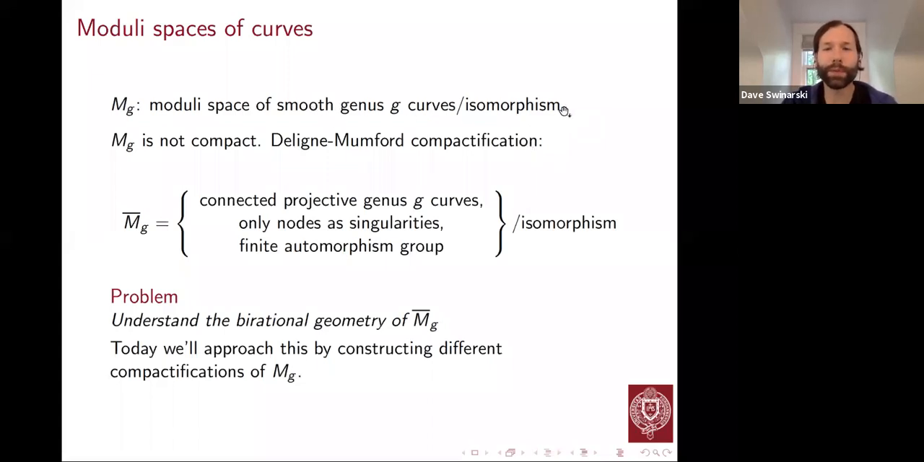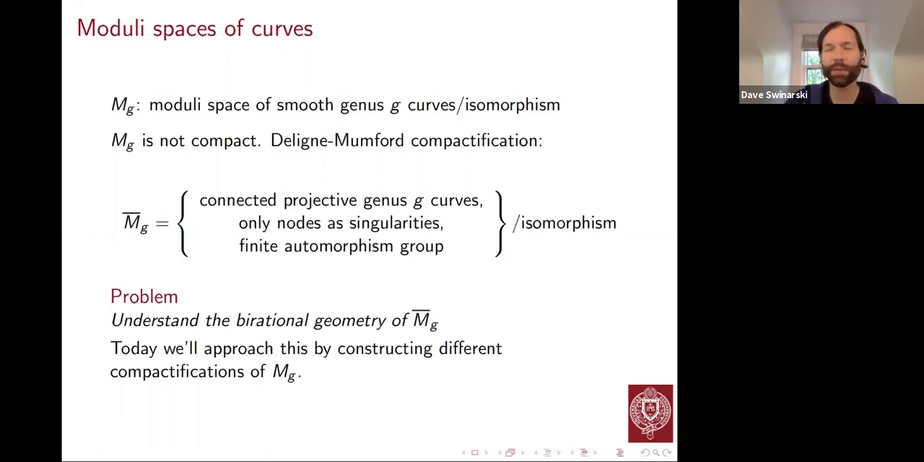If you only look at smooth curves up to isomorphism, you don't get a compact moduli space, but there's a very famous compactification due to Deligne and Mumford. We need to let in some singular curves, but we let in the mildest ones possible. And so the boundary of this compactification consists of curves that have only nodes as their singularities. And we further insist that it needs to have a finite automorphism group. And there are many open problems about these beautiful spaces. One is to understand its birational geometry. And today, I'll do that, and the approach I'll take is by constructing different compactifications of it.